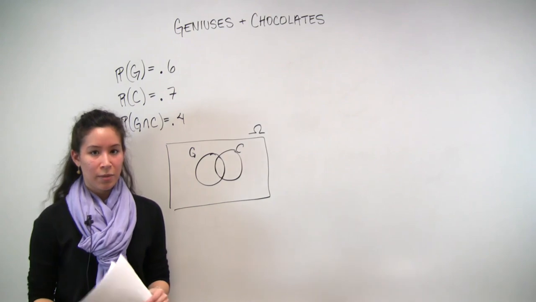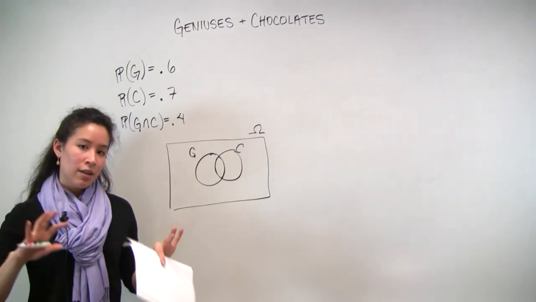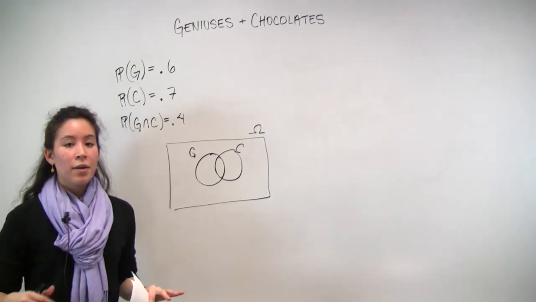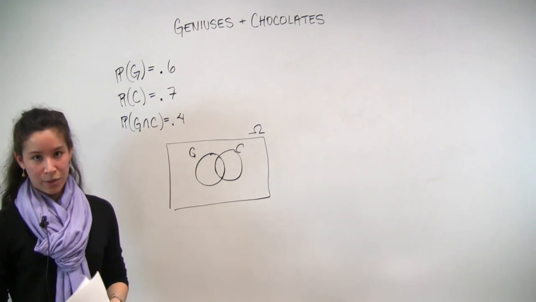Now the second thing that a partition has to satisfy is that if you put all the pieces together, they have to comprise the entire sample space.